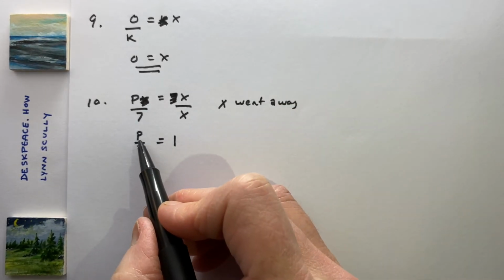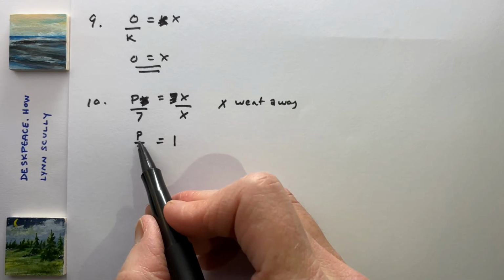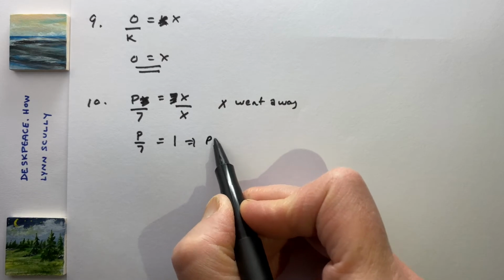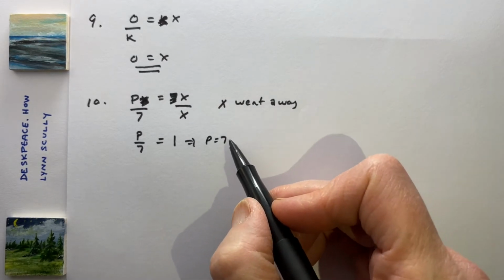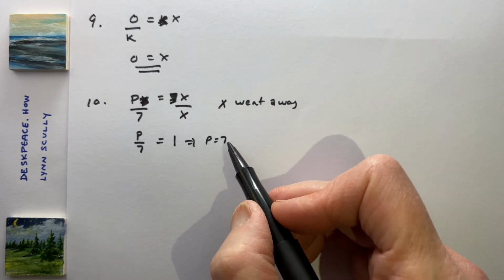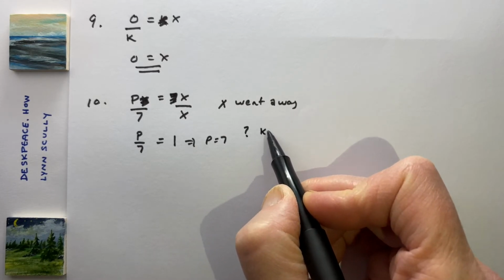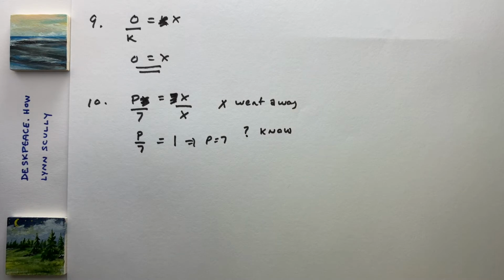But since I still have a variable, I don't know what p is. Perhaps p is 7. I could say p is 7. And if it was, it would be true. If it's not 7, it's false. So I don't know. I do not know. Can't make a guess there. Okay.